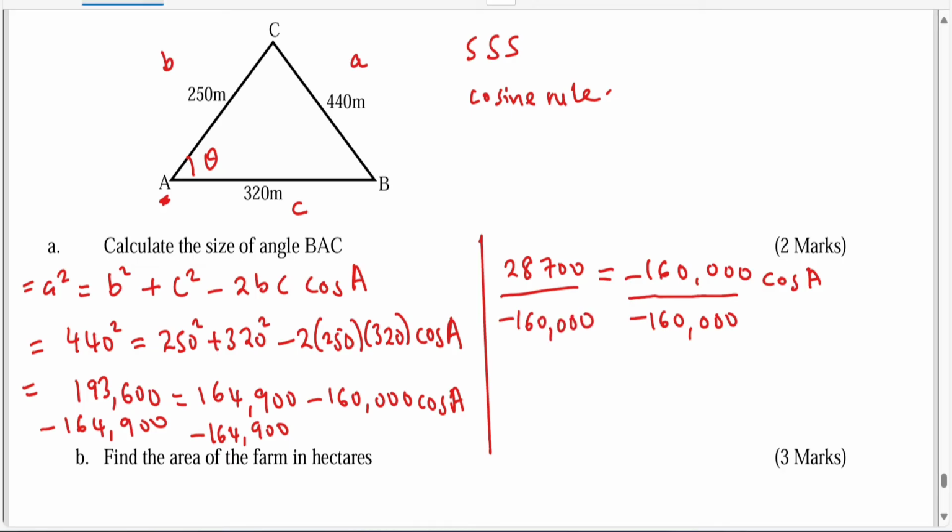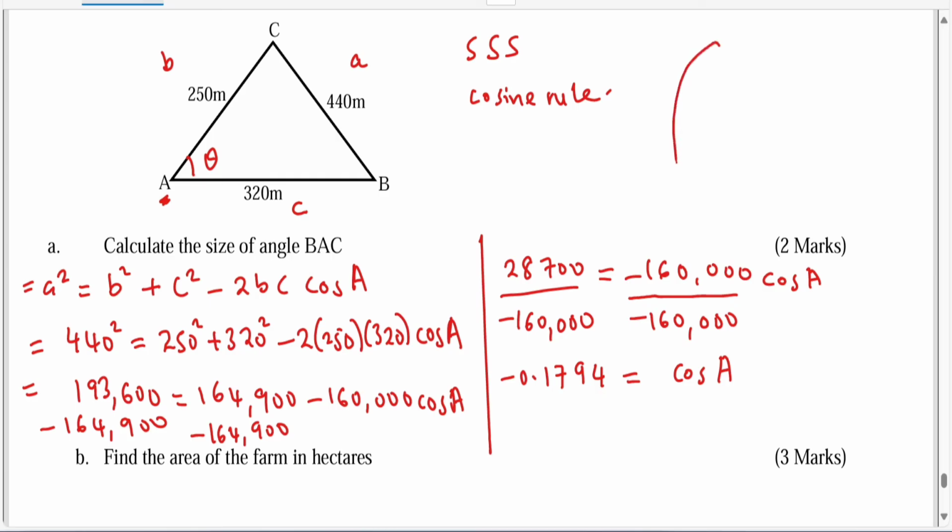So tumeelewana? Hii ni coefficient ya cos A. So kama unataka kuitoa, we divide negative 160,000 on the right and on the left side. So chukua hiyo 28,700 divide by negative 160,000. Okay, and which gives us around negative 0.17938, something like that. Or let me just write to four significant figures. So negative 0.1794 equal to cos A. So your cos A is equal to negative answer.